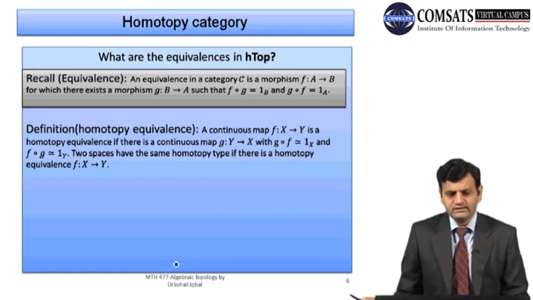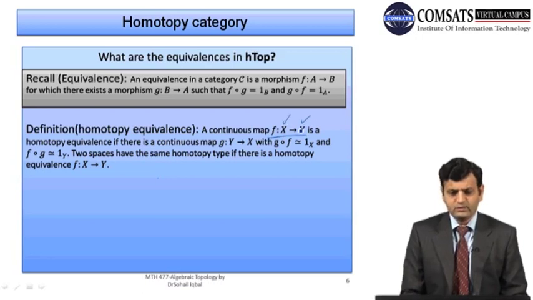So let's recall the definition of homotopy equivalence. What is homotopy equivalence? A map F from a space X to a space Y is a homotopy equivalence if there exists another continuous map G from Y to X such that the compositions are homotopic to the identities. Okay, so why are we looking at this definition?